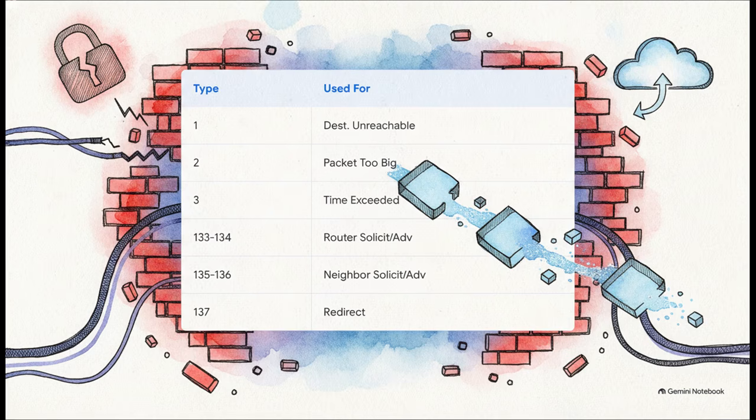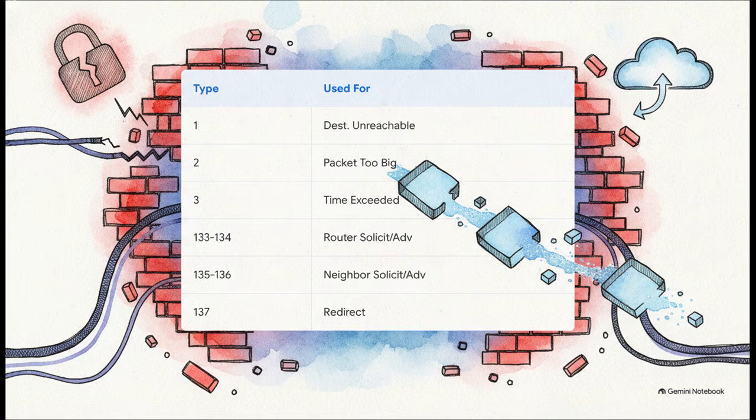And why exactly does that notification get dropped? Well, usually it's because of overly strict firewalls. Listen, there is a whole new golden rule list for firewalls now. You absolutely must permit these specific ICMPv6 types.